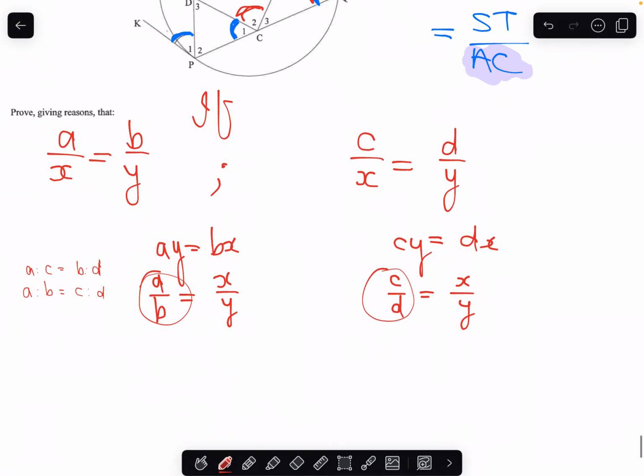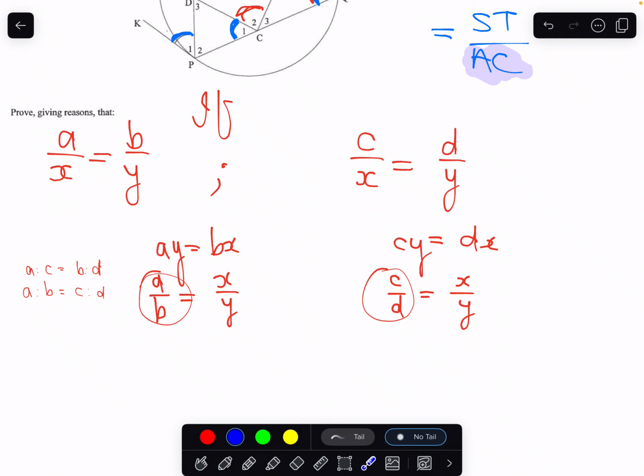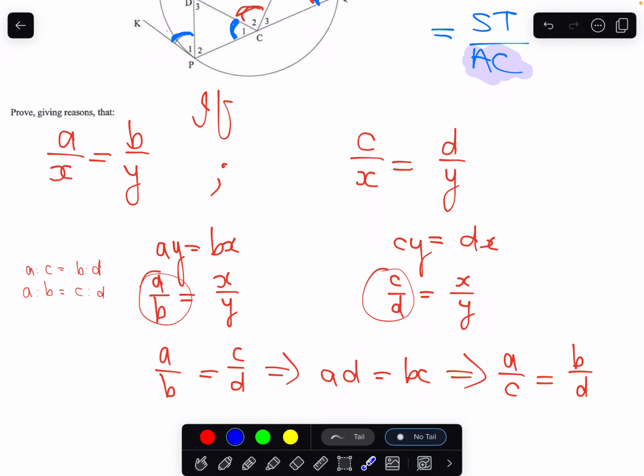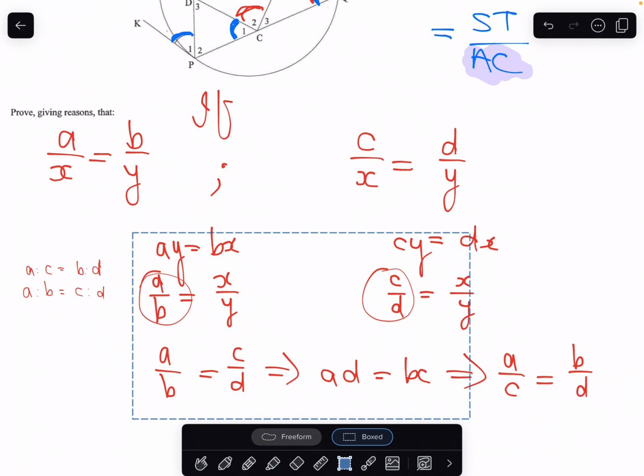And I guess from there it's not hard to see why that is true. So if A over B is equal to C over D, that means AD is equal to BC, and then we can have A over C is equal to B over D. So divide by C on both sides and then divide by D on both sides. Okay, so that's fun to know.